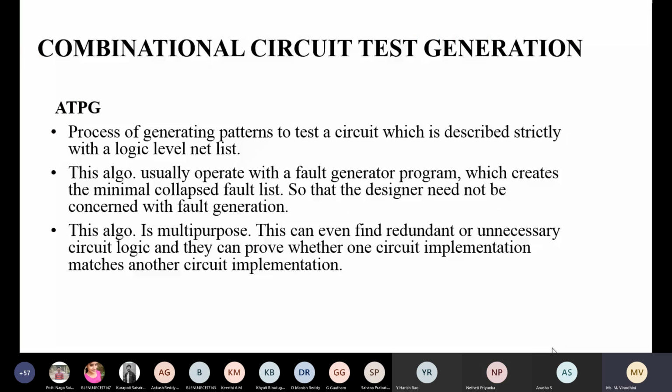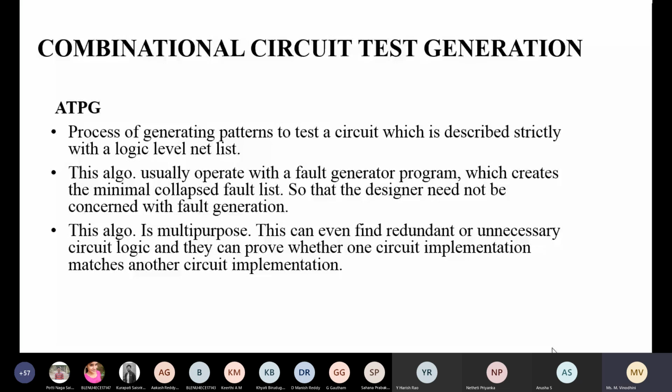So fault generator program is nothing but fault equivalence and dominance methods. Using these methods, I can reduce the total faults which I need to test. If I give that list and the circuit to the ATPG algorithm, it will give me the set of test vectors which can detect all those faults. So this algorithm is used for multiple purposes. One, as I told you, is to generate the test vector for the given circuit and the given fault.